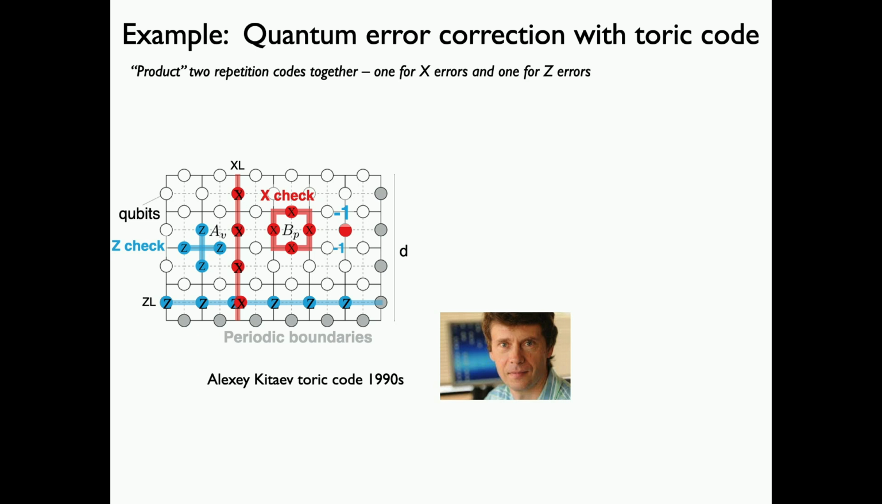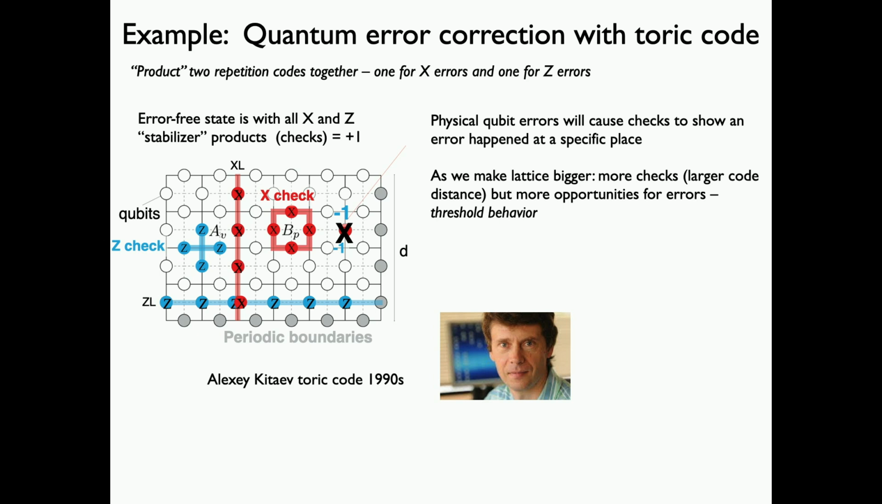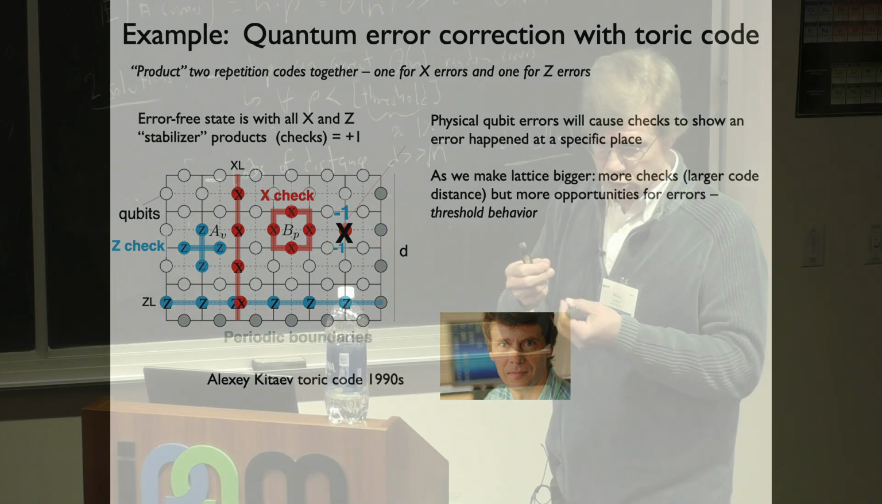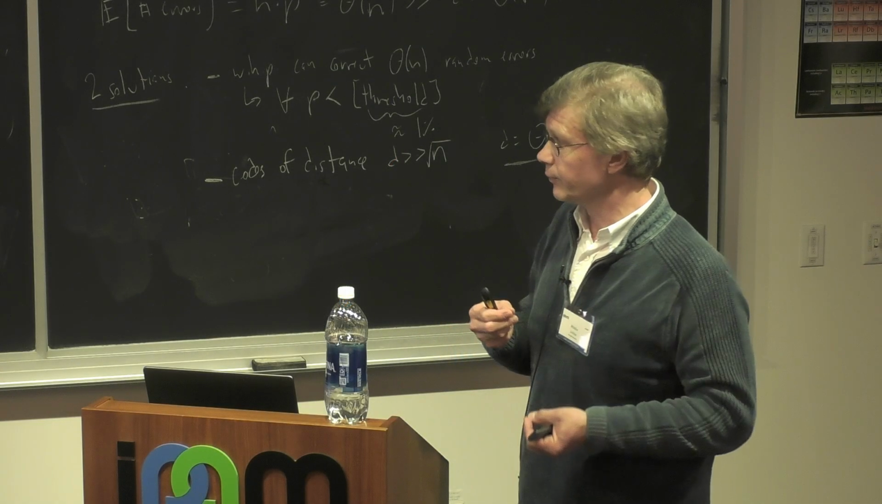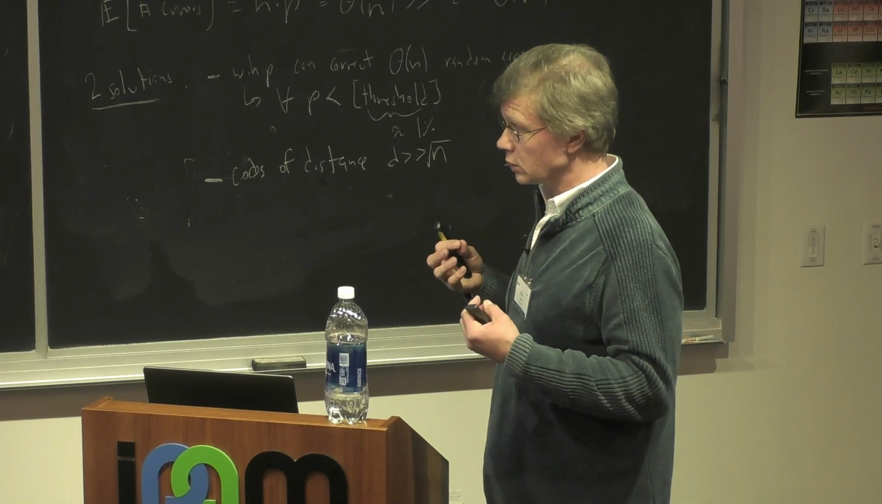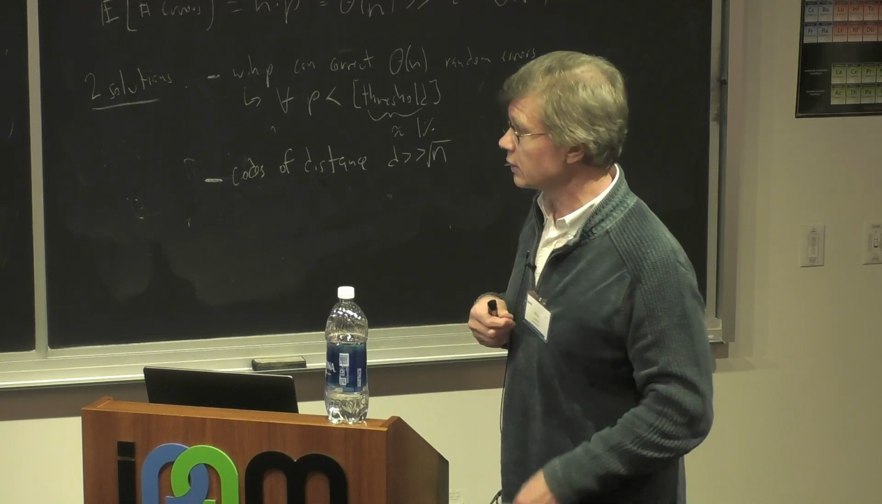What happens in this case is that if your system doesn't have errors, then all stabilizers should be +1. But if one error occurs, for example if one qubit flips, then when you measure these checks, you'll see some of the stabilizers flip from +1 to -1. By measuring them, you can, at least in principle, figure out where these errors occurred and use this information to correct them.